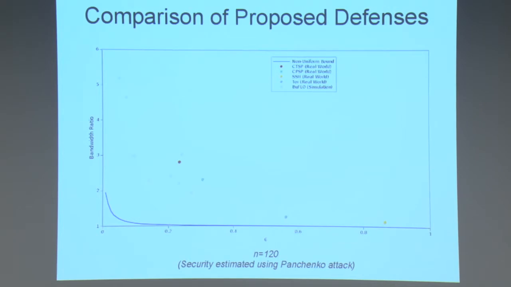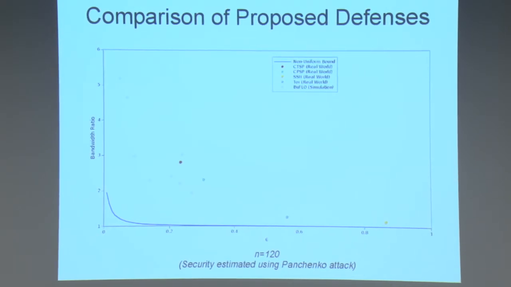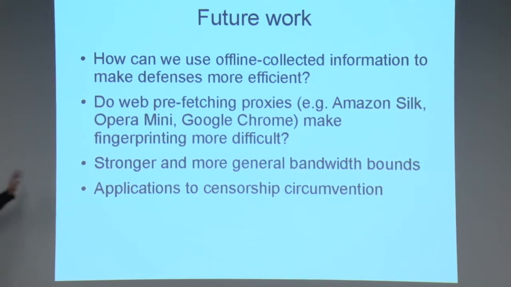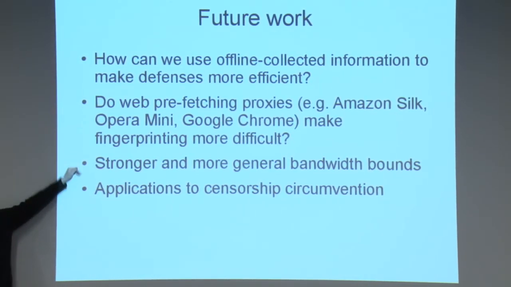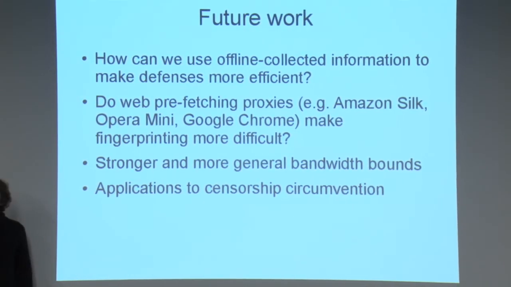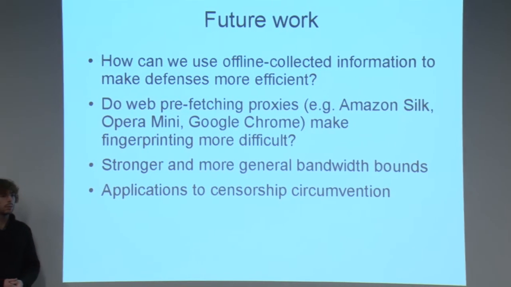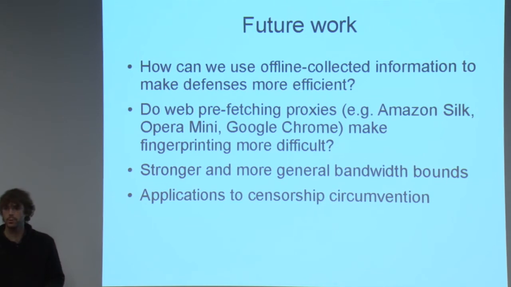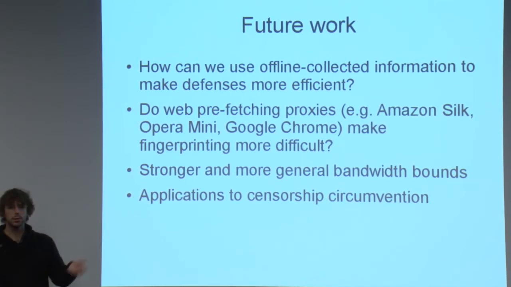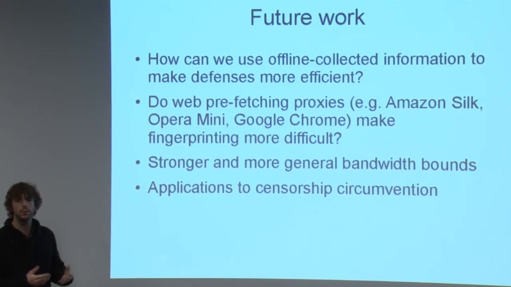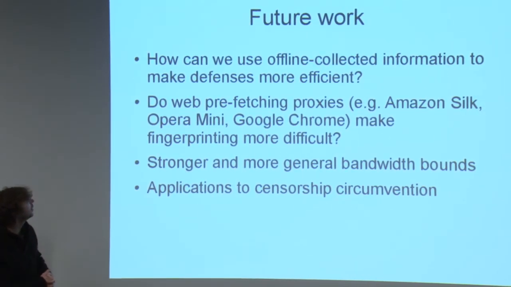I have more, but I'm going to stop there. Maybe I will say future work. So there is future work. Can we make these bounds better? We have some ideas. Can we use information collected in advance to make a defense more efficient? So all the defenses I've described so far, as you're loading the web page, are just defending you on the fly. They have no idea what is going to come in the future, so they can't plan ahead.